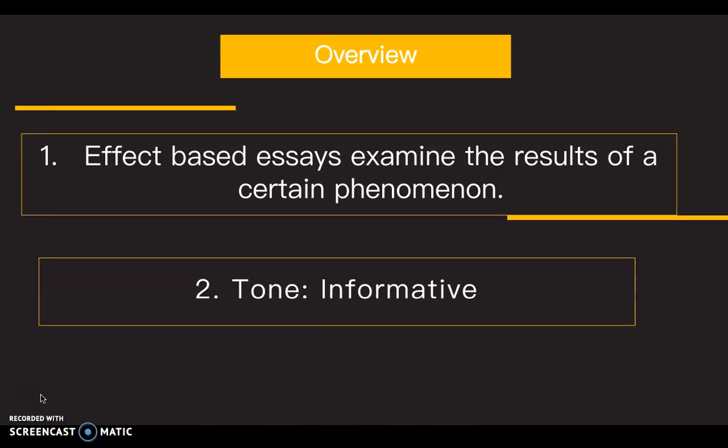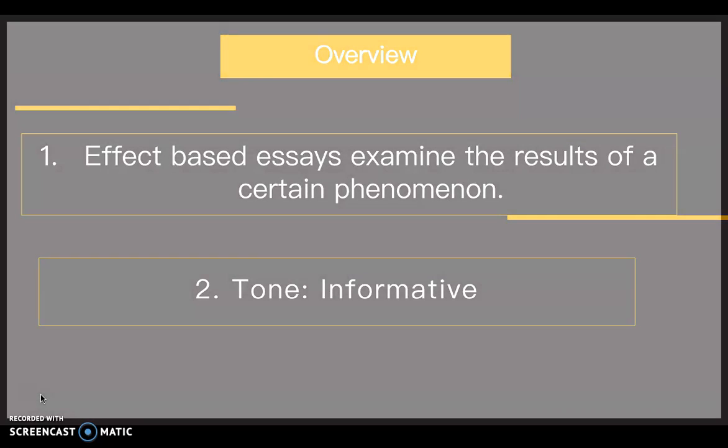The most important thing to note is that in an effect-based essay, you are not giving your opinion. So don't use first-person pronouns like I, me, or my. Instead, you are informing the reader, so you have to be objective. The goal is giving information and not stating what we think about it.